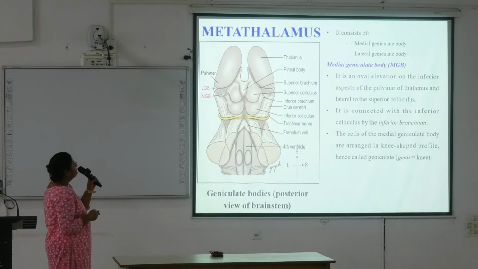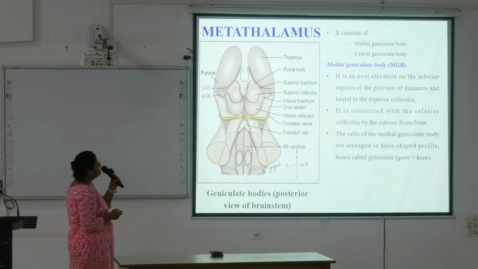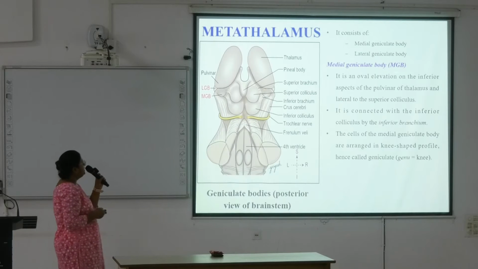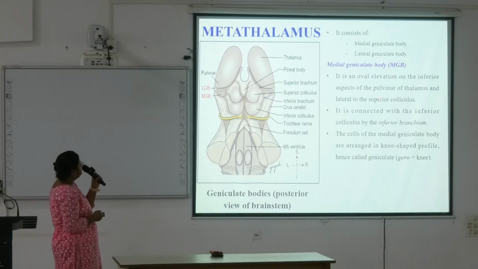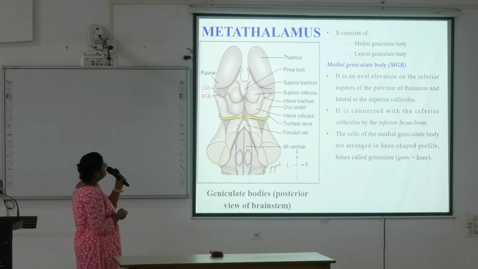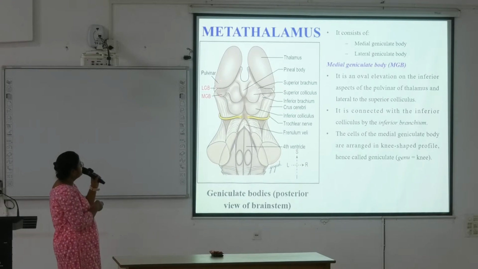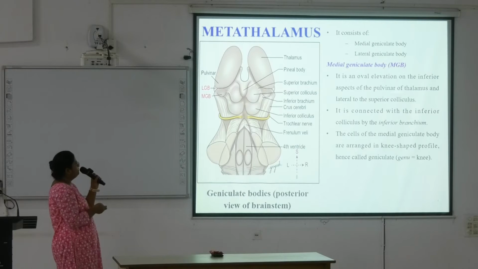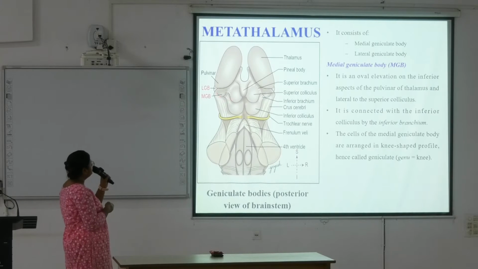Metathalamus consists of medial geniculate body and lateral geniculate body. Medial geniculate body is an oval elevation on the inferior aspect of the pulvinar of thalamus and lateral to the superior colliculus. Here is the medial geniculate body. See, these are superior colliculus, inferior colliculus. Here is the pulvinar end of the thalamus. You can see the location, inferior aspect of pulvinar of thalamus, and lateral to the superior colliculus.